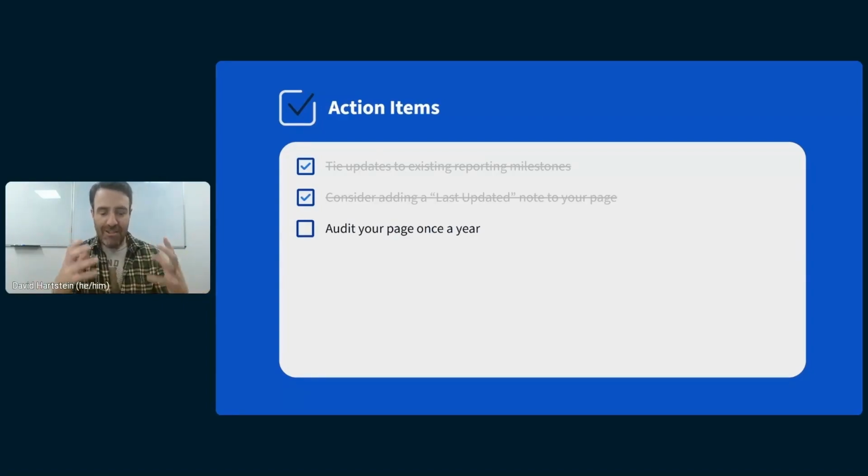And a long, unruly impact page with old data and outdated stories isn't very compelling for visitors. So carve out time once a year to audit the page. I recommend reading it top to bottom and making sure that it's still telling the story that you want to tell.